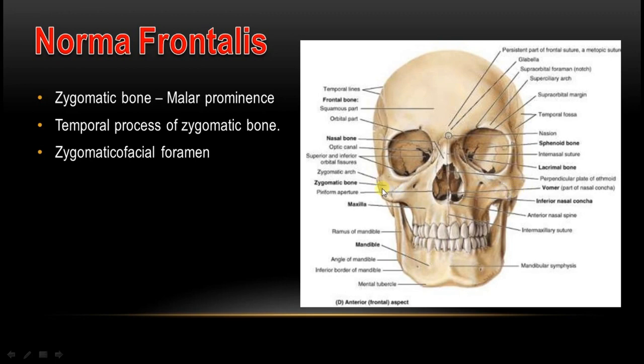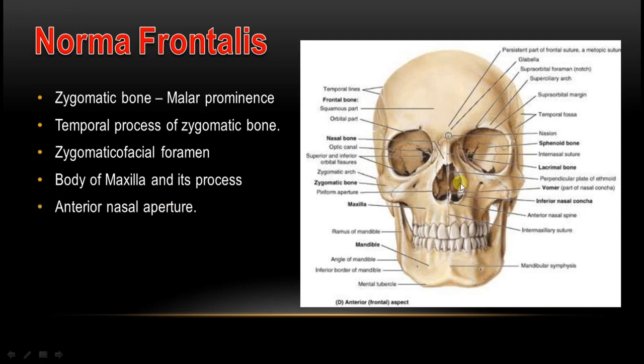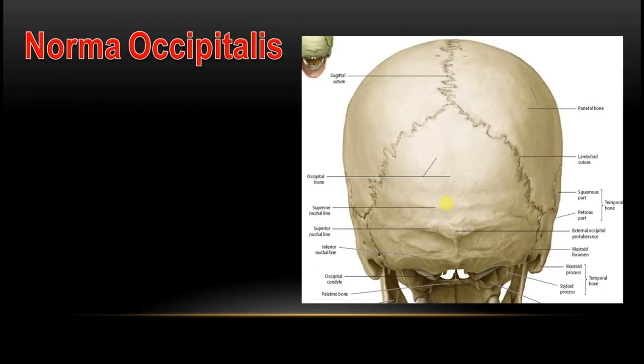The zygomatico-facial foramen, which we have seen, is one of the foramina on the face. Then the body of the maxilla and its processes, as I already told you: the frontal process, the alveolar process, the palatine process, and the zygomatic process. Then there is the anterior nasal aperture with the anterior nasal spine.